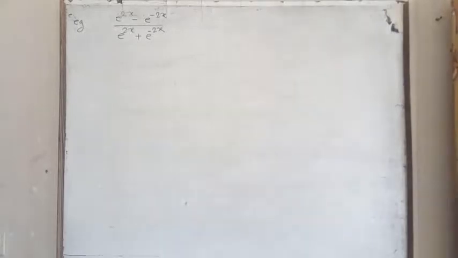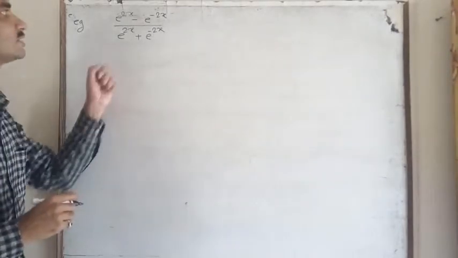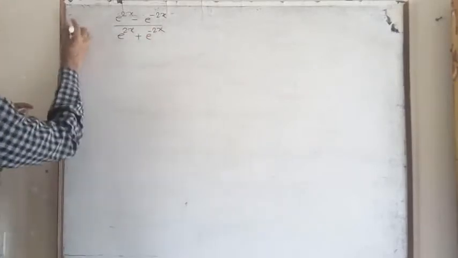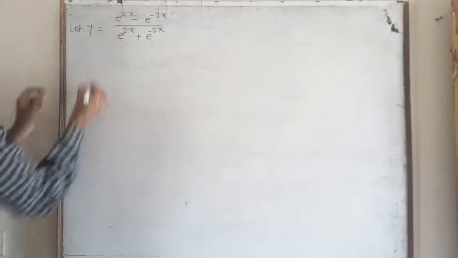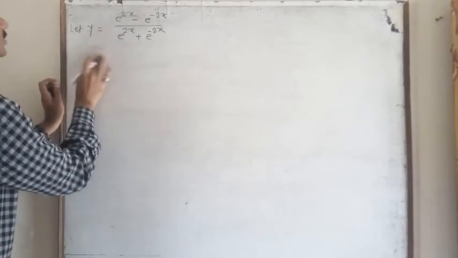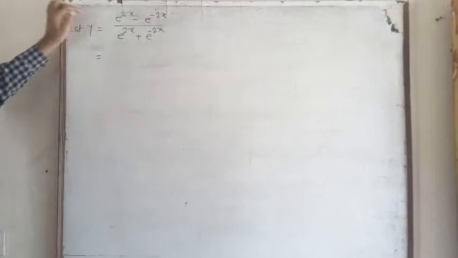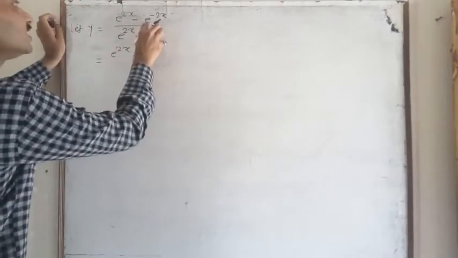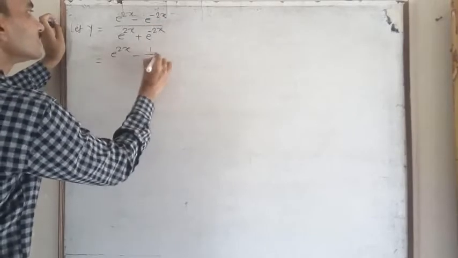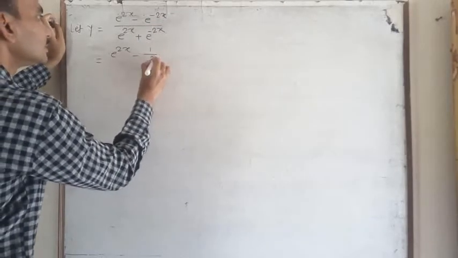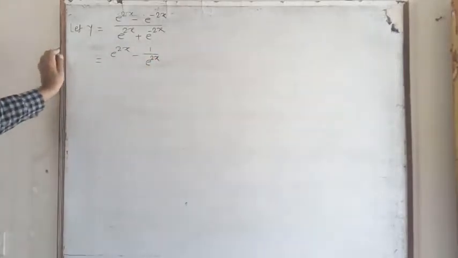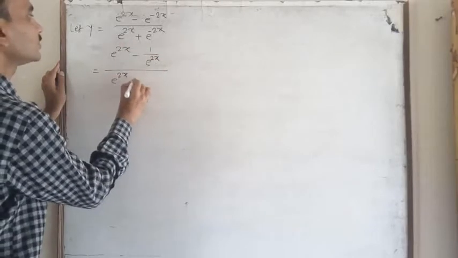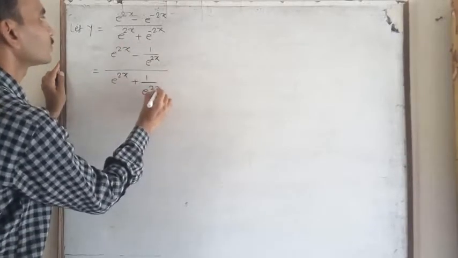Our next example is e raised to the power 2x minus e raised to the power minus 2x upon e raised to the power 2x plus e raised to the power minus 2x. So let us consider this term as y and differentiate. First of all, we arrange these terms. Here e raised to the power 2x minus e raised to the power minus 2x is written as e raised to the power 2x minus 1 upon e raised to the power 2x. Also e raised to the power 2x plus 1 upon e raised to the power 2x.